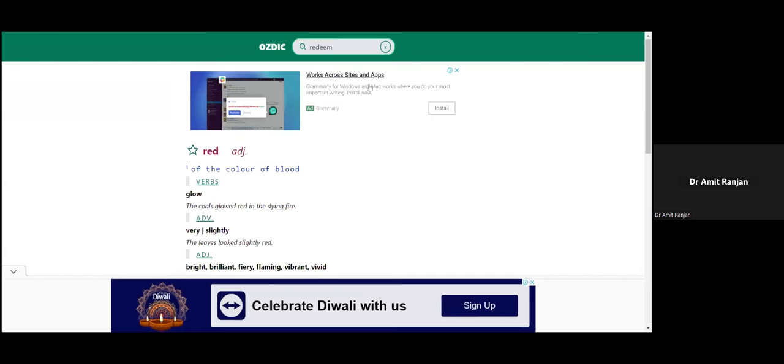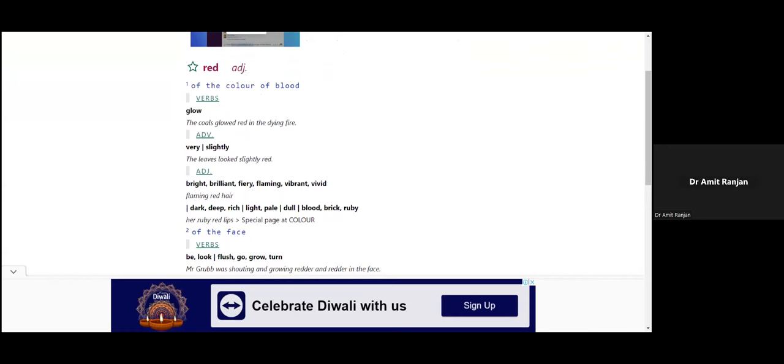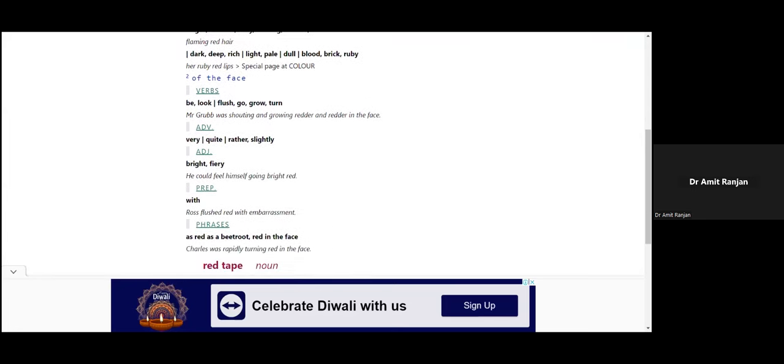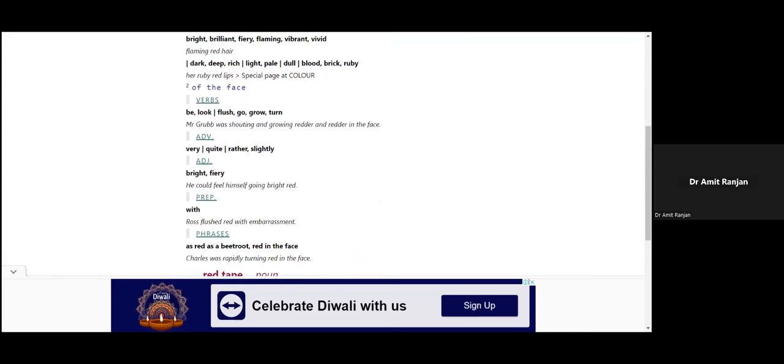So, okay. For example, what we have on the screen over here is red. So, as you can see, different kinds of usage of the word red, of the color blood, glow, as a verb: the coals glowed red in the dying fire. How to use it with a verb. As an adverb, the leaves looked slightly red; as an adjective, flaming red hair is a quality of, and so on and so forth. As you can see, various uses of red are given over here. So how to locate the word red within its context, how to use it differently, different uses.